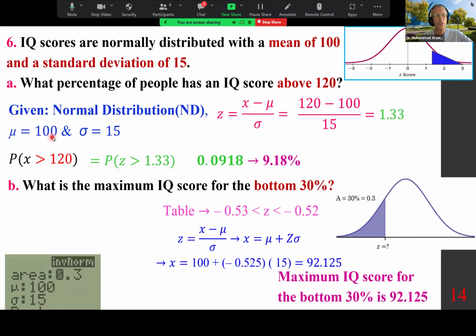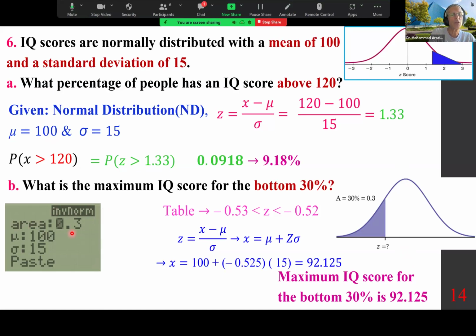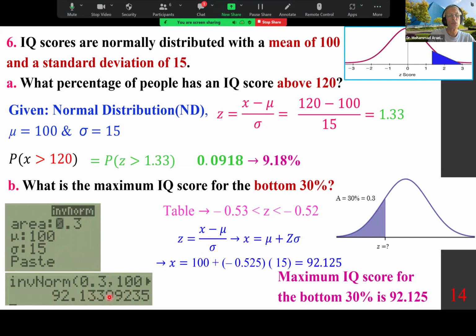Now, if we want to use technology, we use inverse norm. Area to the left is, you have to write the area. I hope you remember that, 0.3. You can even write mu is 100, sigma is 15 without changing the numbers accordingly. And it gives you the answer, which of course is more precise than what we have here. The Z-score from the table is not as accurate as the Z-score that is used with technology. However, it's pretty close. 92.125 is our calculation, 92.133, or let's say 92.13, and change this to 4 if you want, is the answer from technology. So pretty close.